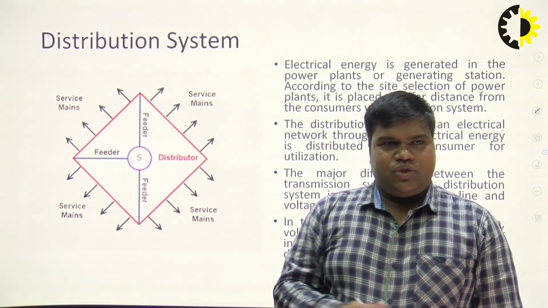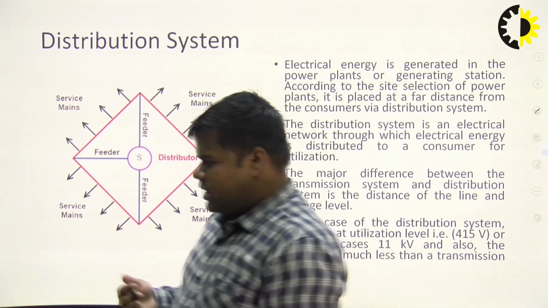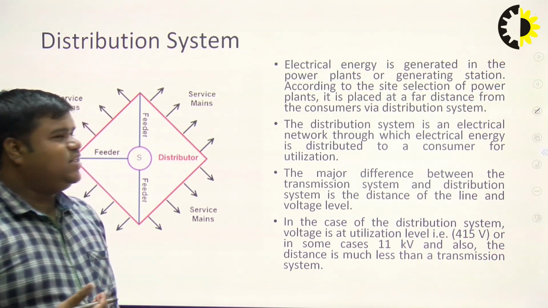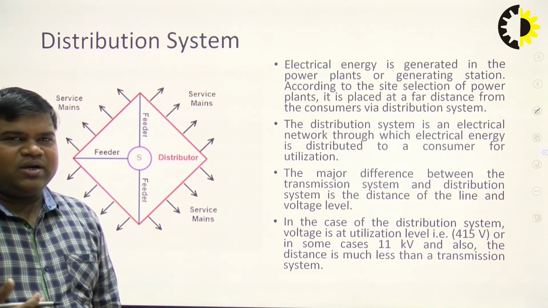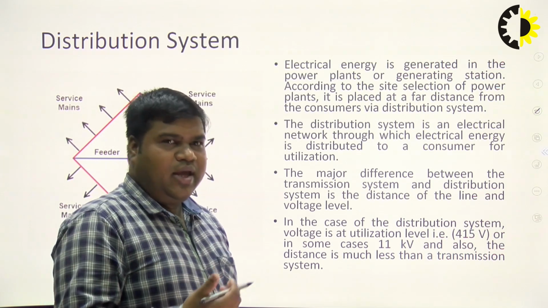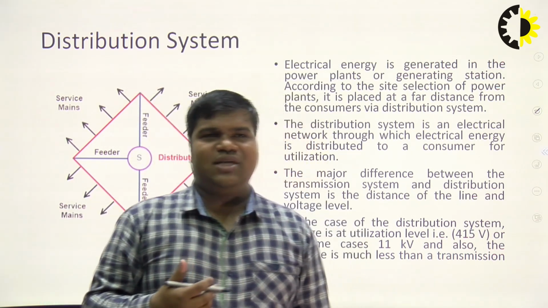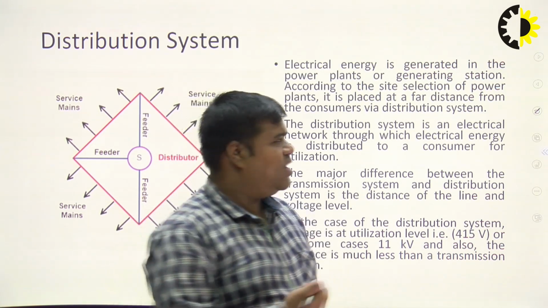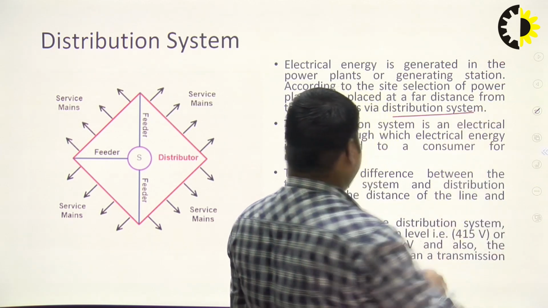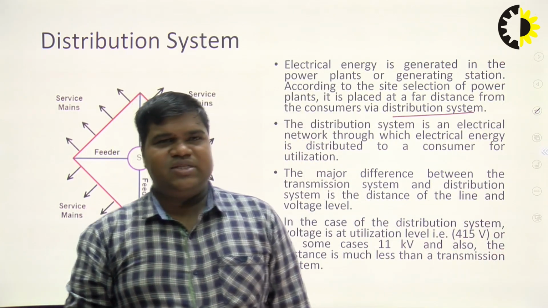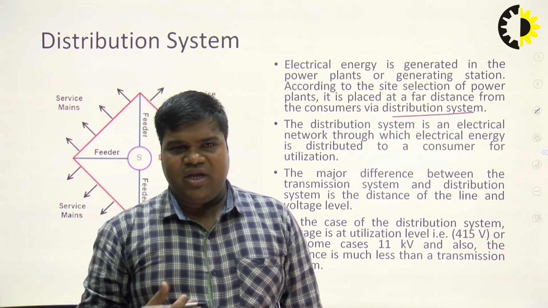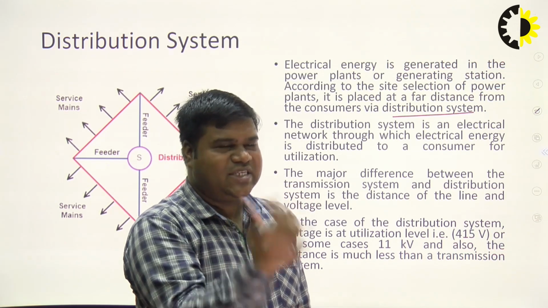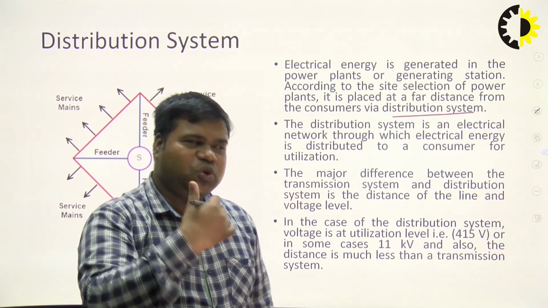If we see what the distribution system is: electrical energy is generated in the power plants or generating power stations. According to the site selection of power plants, they are placed at a far distance from the consumer, connected via the distribution system. The distribution system is an electrical power system network through which electrical energy is distributed to a destination or a consumer for utilization.